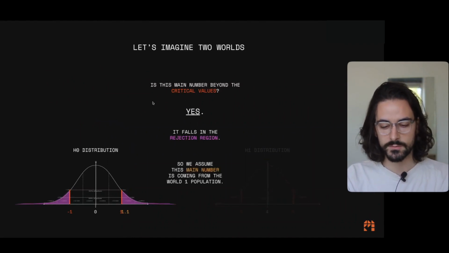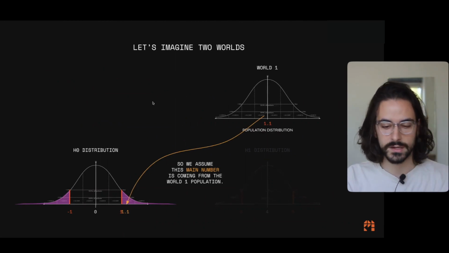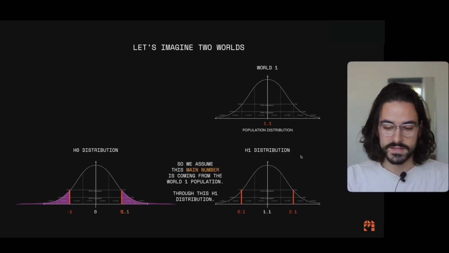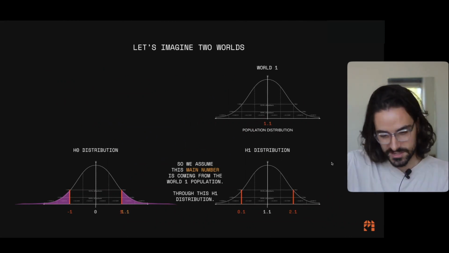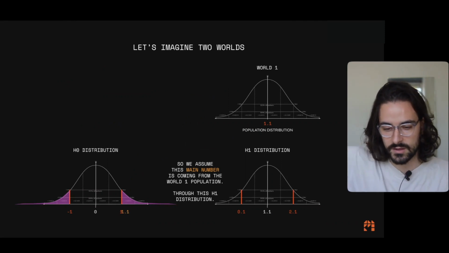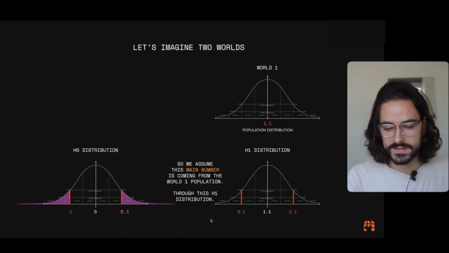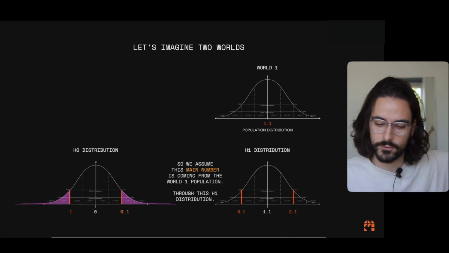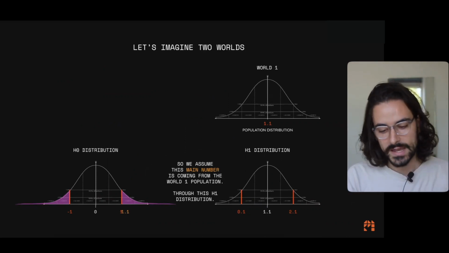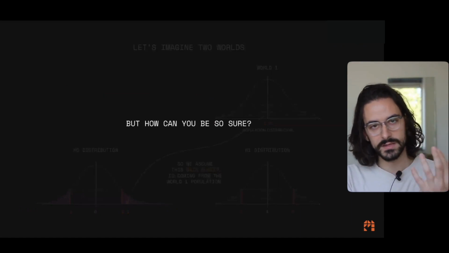So we assume this mean number is coming from the world 1 population with value 1.1, hypothetically. And this is the hypothetical H1 distribution derived from the hypothetical population. You see, this is sort of what we did in the previous distributions class. And this is it, okay? And also, by the way, this H1 distribution doesn't include 0. So it's the other method that we were talking about before, right? Anyways, so how can you be so sure, though? How can you be so sure?